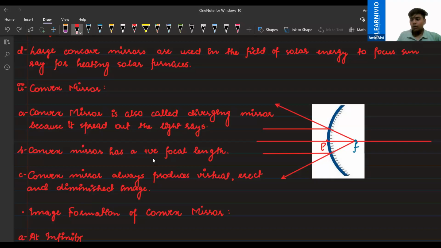Next, a convex mirror has a positive focal length. So this is positive and concave is negative, right? So does it mean that the object in a concave mirror is down to the principal axis? No. Focal length does not show whether it's down or upwards. It shows that, not focal length, the object.